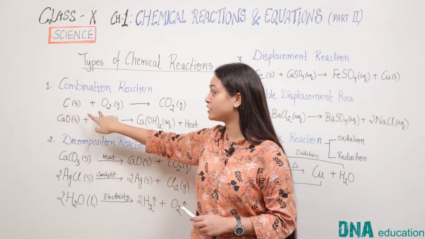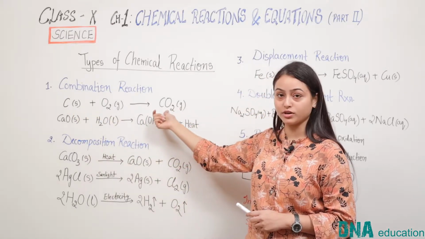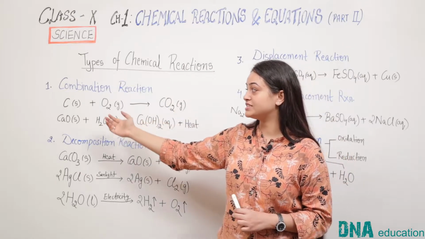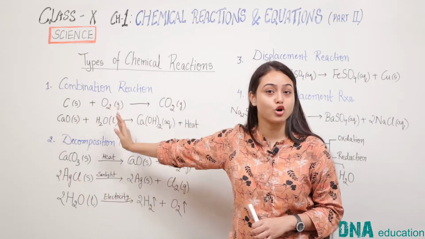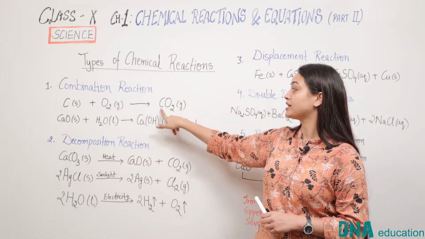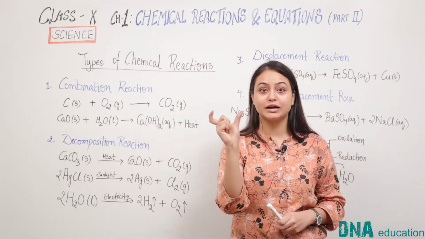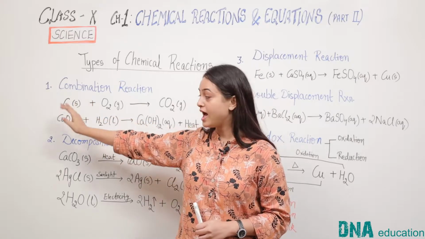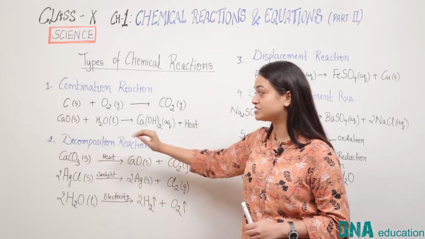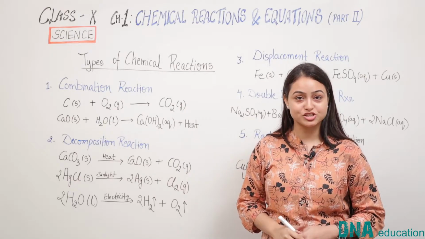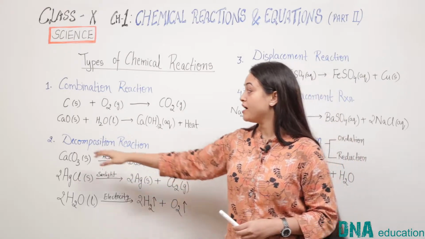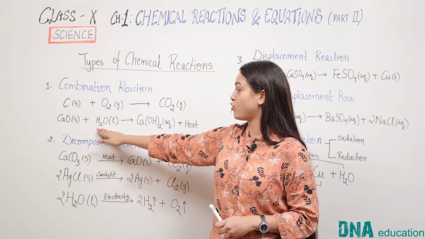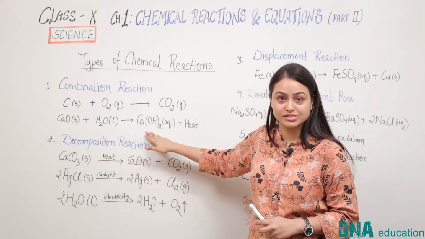Here we see that there are two reactants and a single product. In simple language, we say that carbon combines with oxygen to form carbon dioxide. Hence the word combine in the statement, and this is a combination reaction. As another example, we have this equation, the reaction of calcium oxide with water. Calcium oxide reacts with water to form calcium hydroxide.